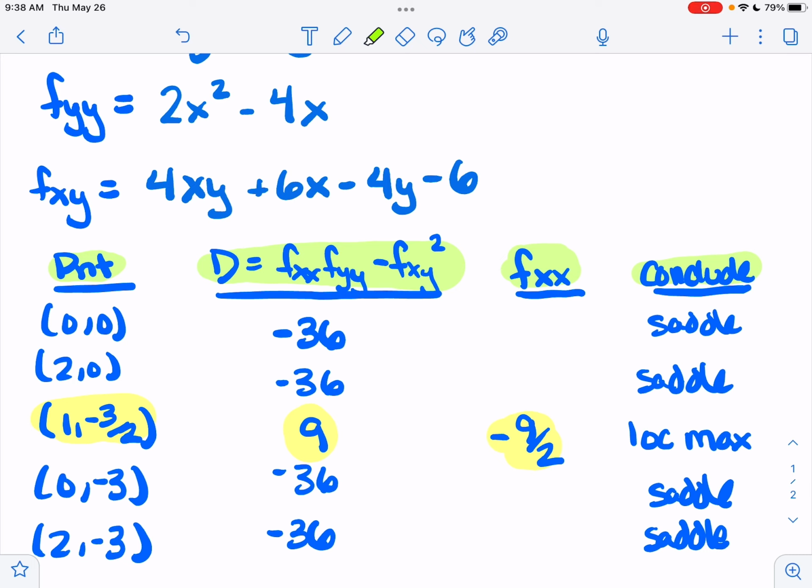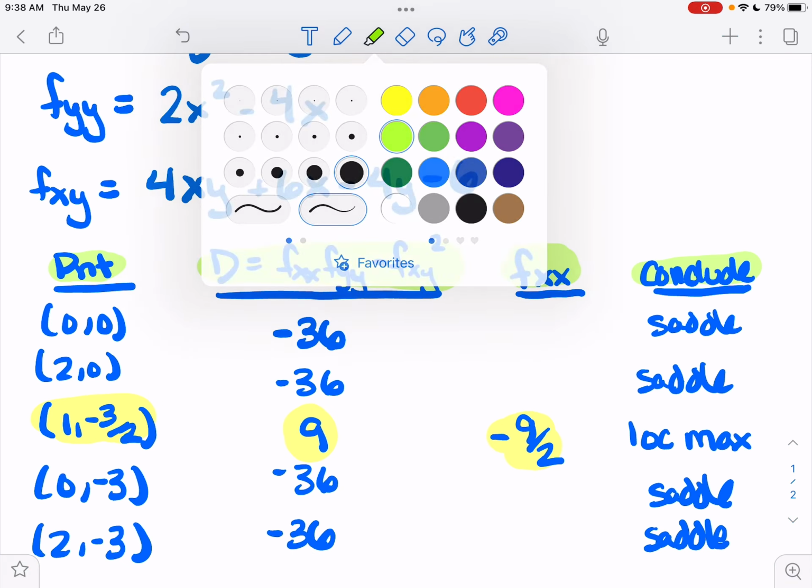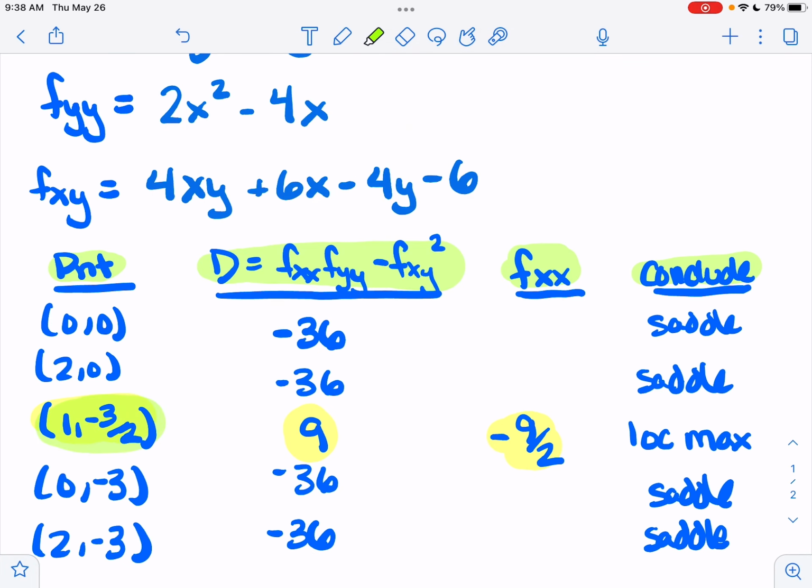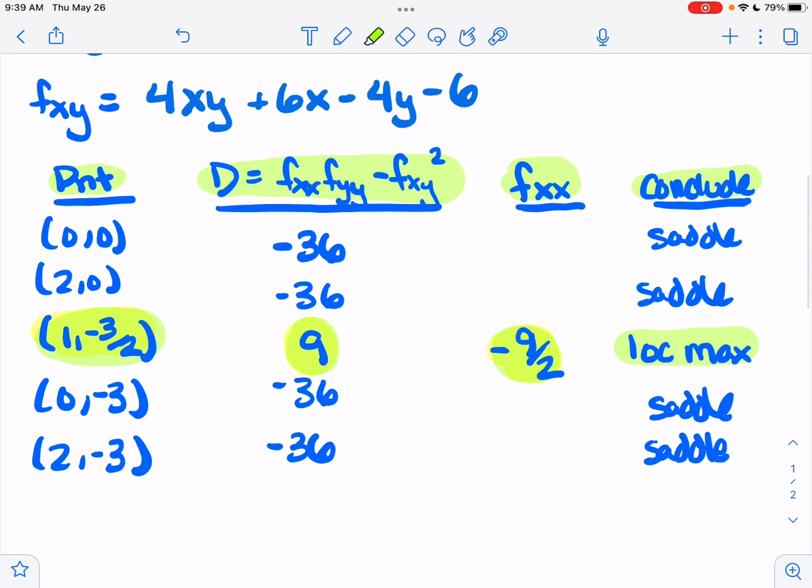One of the critical points, when we evaluate the discriminant, f sub xx times f sub yy minus f sub xy squared, at the point 1 comma minus 3/2, we don't get negative 36. We get something positive. We get a 9. When the discriminant is positive, we need to then look at the f sub xx at that point. So f sub xx at that point turns out to be negative. Think of that as concave down, giving us a local maximum. So we do have one local maximum and 4 saddle points for these critical points. That's the process we're going to need to take when we classify our critical points using the second derivative test.